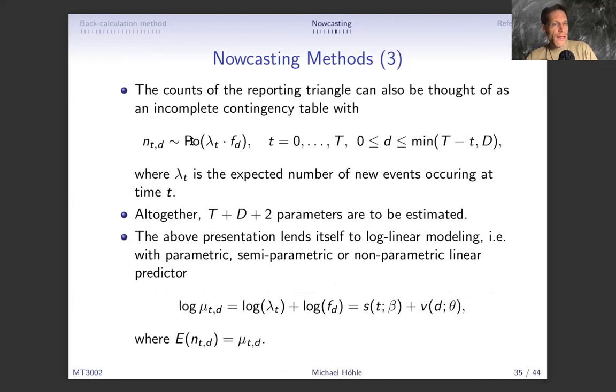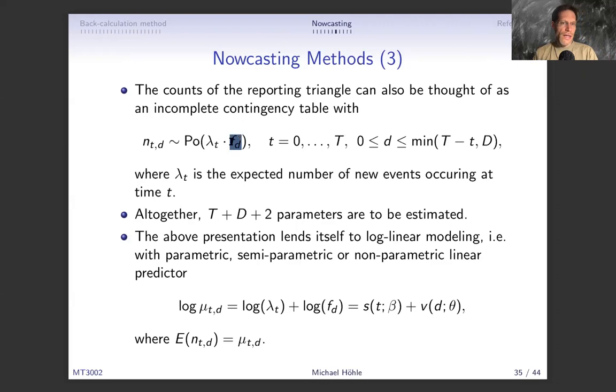Right. So we will say that the number of cases is a Poisson distributed random variable. That's a count data distribution, and it has one parameter, which is the mean of the distribution. So what we're really doing is parameterizing the number of observations. We say it has a certain mean, and this mean is given as a product of two things: first, lambda of t, which is the expected number of new events, and then how big a proportion we expect to see on a given delay, small d. So that's the first part of the model we have here.